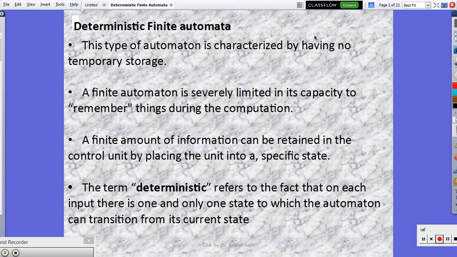Now if we see the terms used in DFA, that is deterministic. So here deterministic means that for every state and for every input there is only one defined output. Means there is no ambiguity. For every input to a particular state, we are reaching a defined state. Finite means we have a finite number of states here.